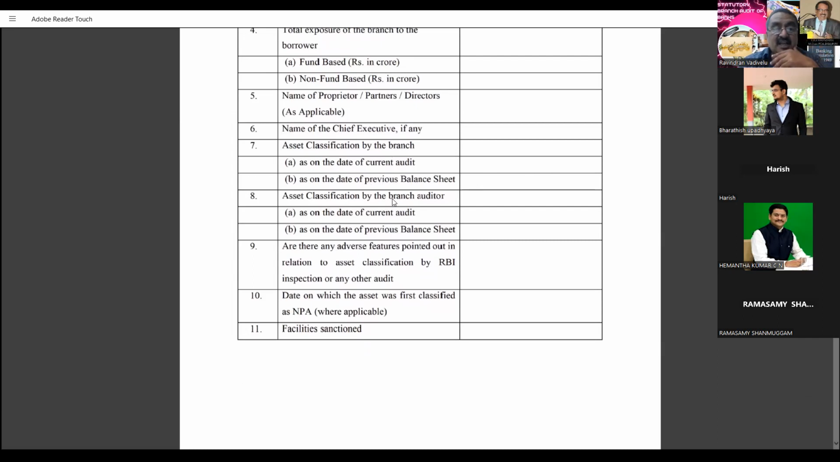or not. Then point number 7 is asset classification by the branch and asset classification by the branch auditor. What is your classification? That you have to give. Are there any adverse features pointed out in relation to asset classification by the RBI, and the date on which the account was first classified as NPA? That also you have to verify and sanction it.